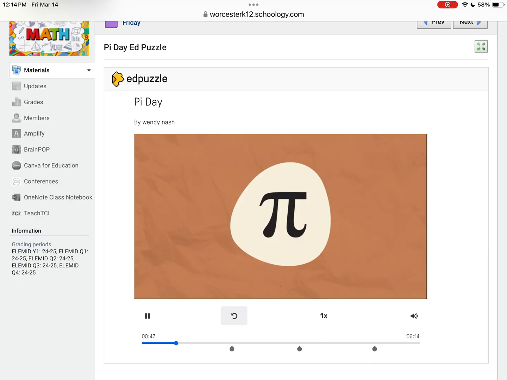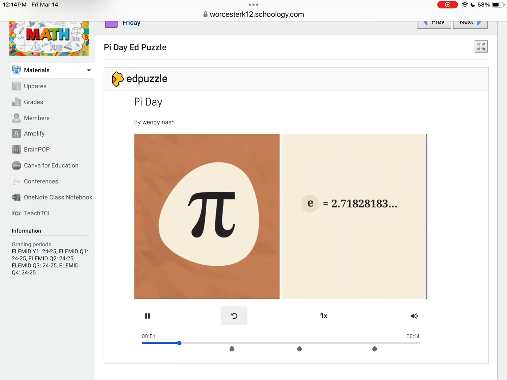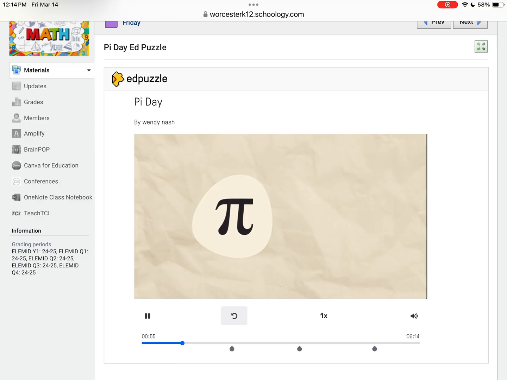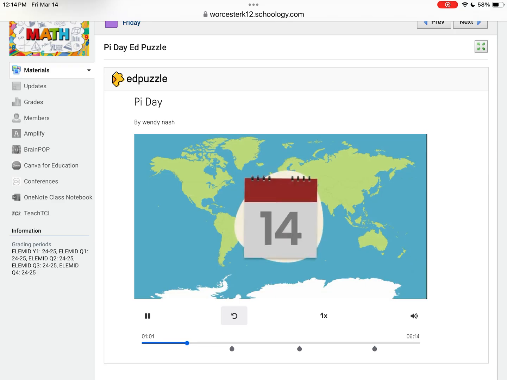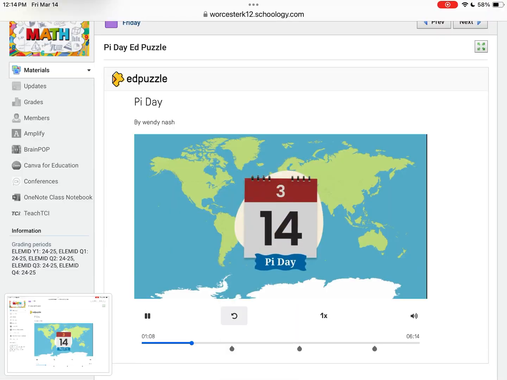Pi is one of many symbols used in math to represent numbers, like a lowercase e or the Greek letter tau. In its simplest and shortest form, pi is equal to 3.14. Every year, people around the world celebrate this number on the 14th day of the third month of the year, March 14th, 3/14, Pi Day.